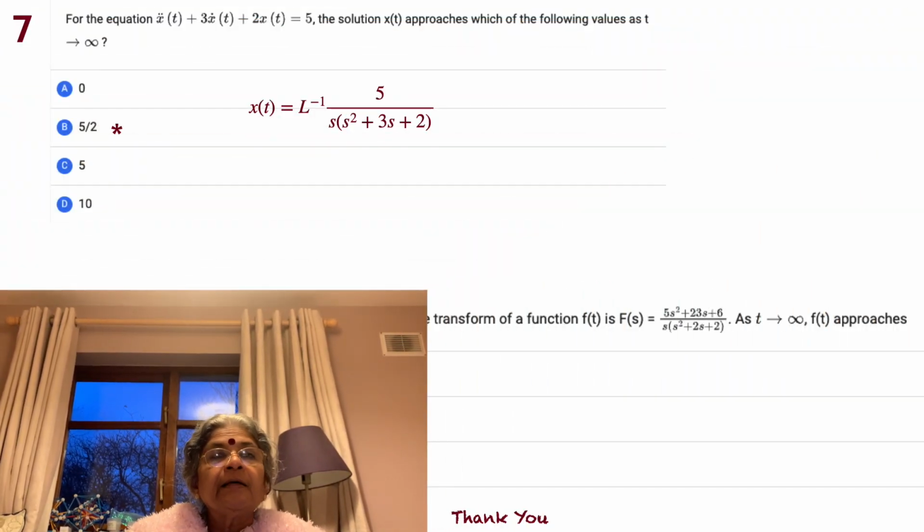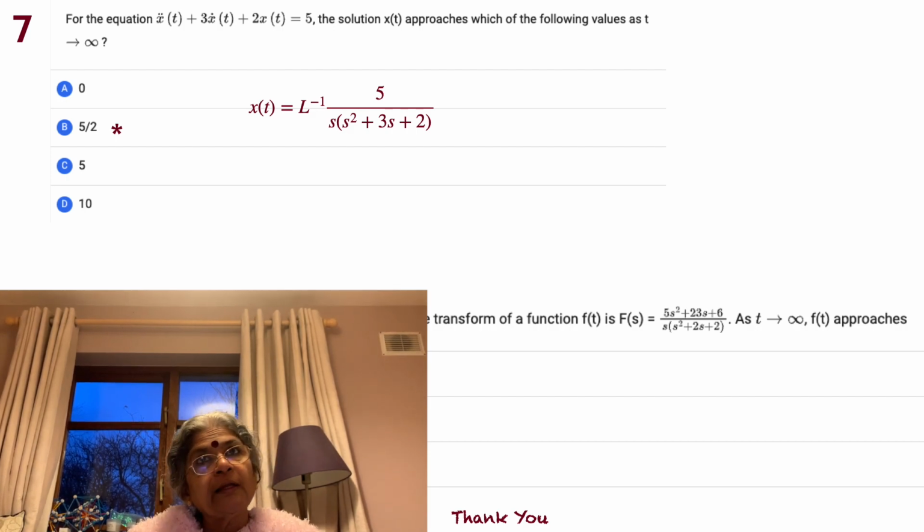So let's move to the next question, the seventh one, for the equation x double dot t. Double dot, as was mentioned earlier, always tells us the differential with respect to time, which is applicable to signals and systems. It is applicable to control systems, because now we are talking about a dynamic system, dynamic with respect to time. So x double dot t plus 3 x dot t plus 2 x(t) equal to 5.